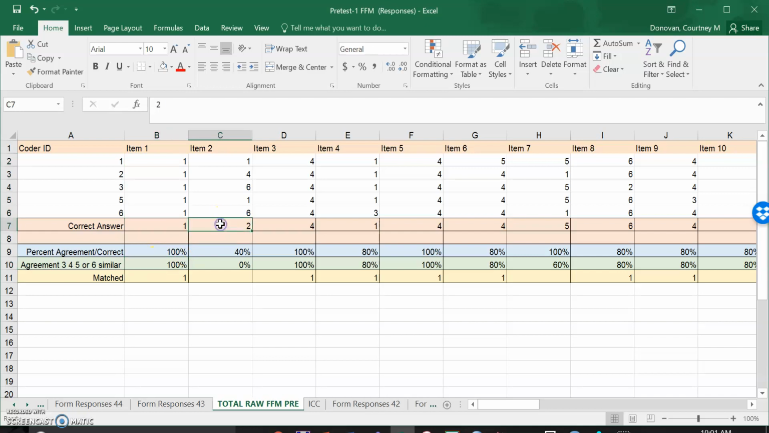Here we can see that the correct answer was a 2 and nobody coded a 2. But we are getting 2 people saying 1 and 2 people saying 6. So this is actually flipped. That should be 0 and this would be 40. So we have 0% agreement with the correct answer, but we have 40% agreement, meaning 2 out of 4 are agreeing. We see similar patterns here.